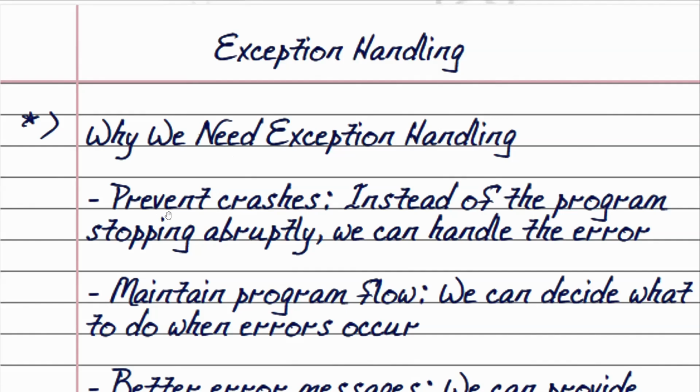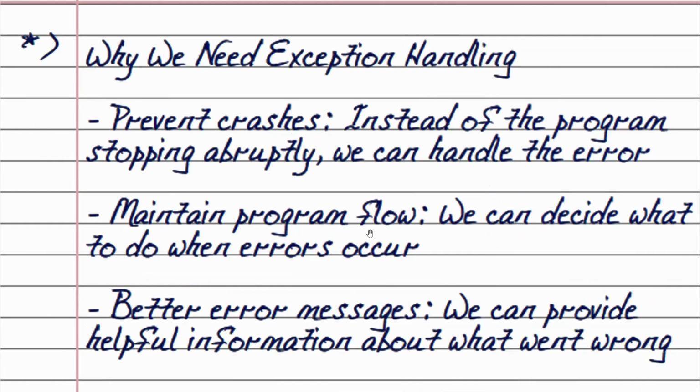The first point is to prevent crashes. Instead of the program stopping abruptly, we can handle the error. The next point is that it maintains program flow. We can decide what to do when an error occurs. We can decide what message to send to the user if the user gets an error, and we can maintain the flow of our program through this.